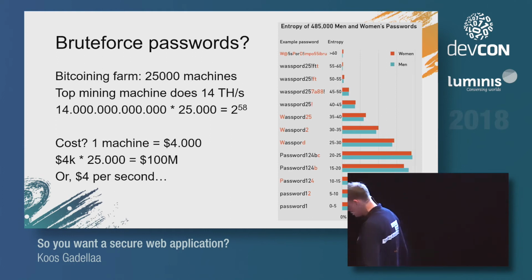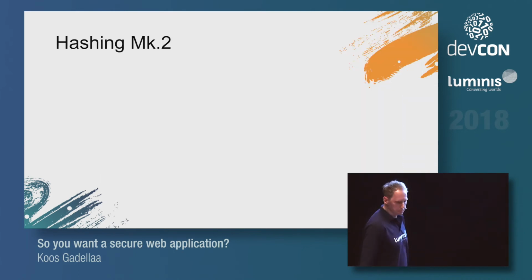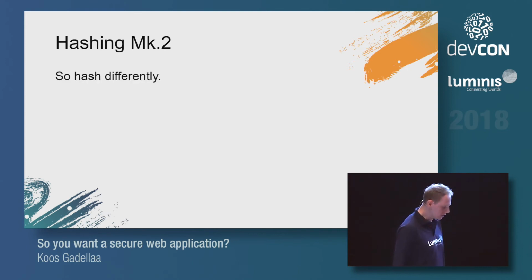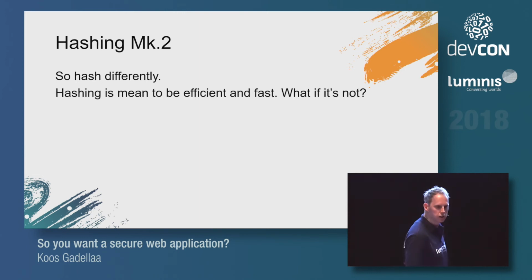So we're still researching, and we think, well, maybe this is a vulnerability which we need to approach in a different way. So why not start hashing differently themselves? Now, hashing is meant to be very efficient and fast. And what if it's not? Because if it's not, then these machines need to take much more time. So we can look at those.